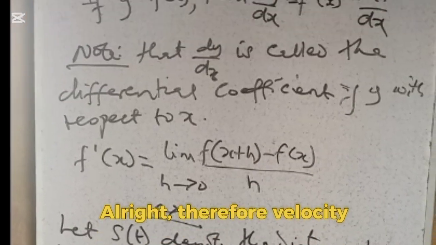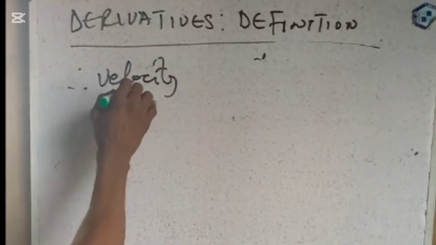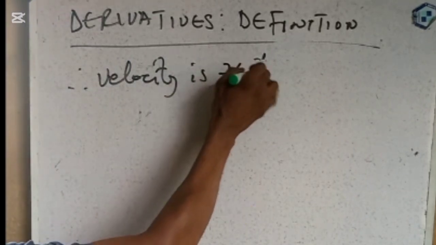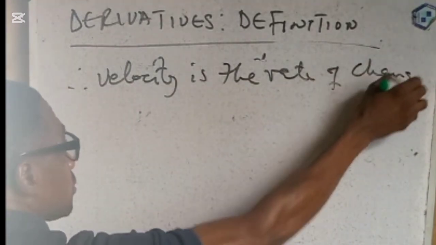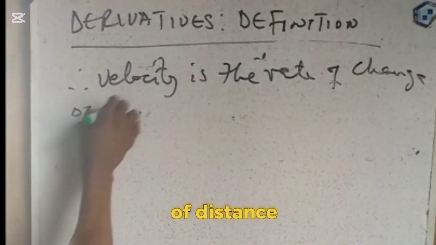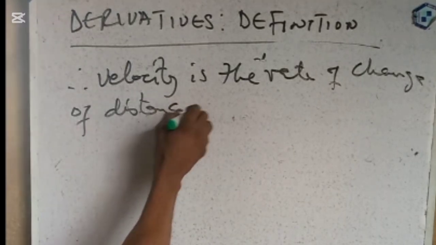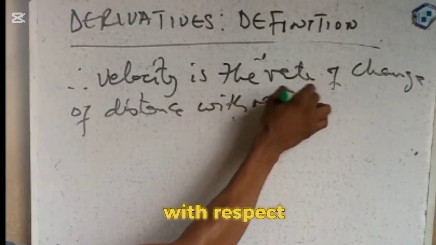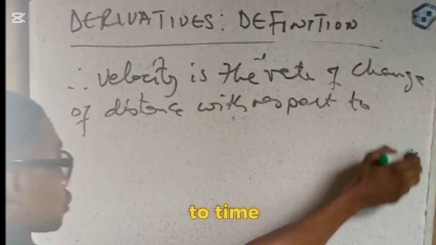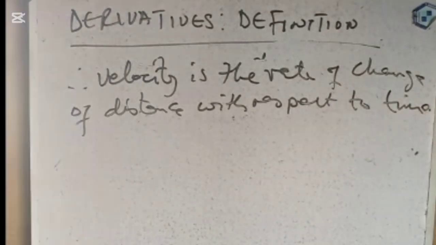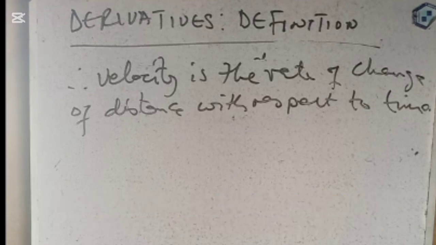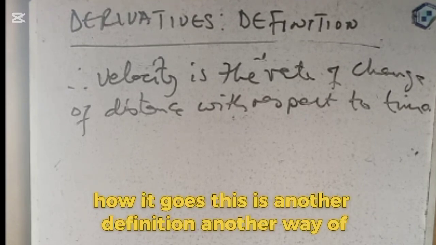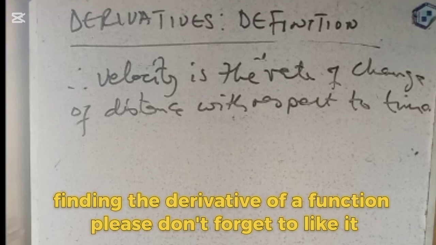All right. Therefore, velocity is the rate of change of distance with respect to time. I hope we are together. This is clear. Just play the video twice and you will understand how it goes. This is another definition, another way of finding the derivative of a function.